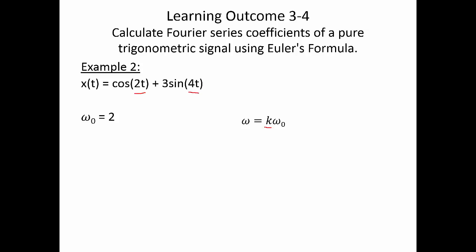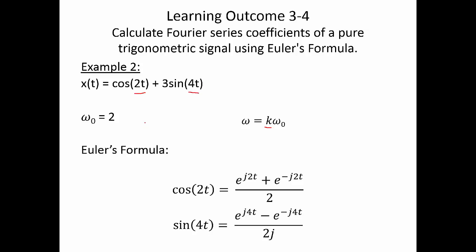If we were to pick an omega naught of 1, then we'd have a k of 2 and a k of 4. Those are both integers, and that's fine. But that omega naught is smaller than we need. We can get a bigger one. We could choose an omega naught of 4, but then we'd have to have a k of 1/2 in order to get this first term, and that's not an integer. So we're going to have omega naught is 2.